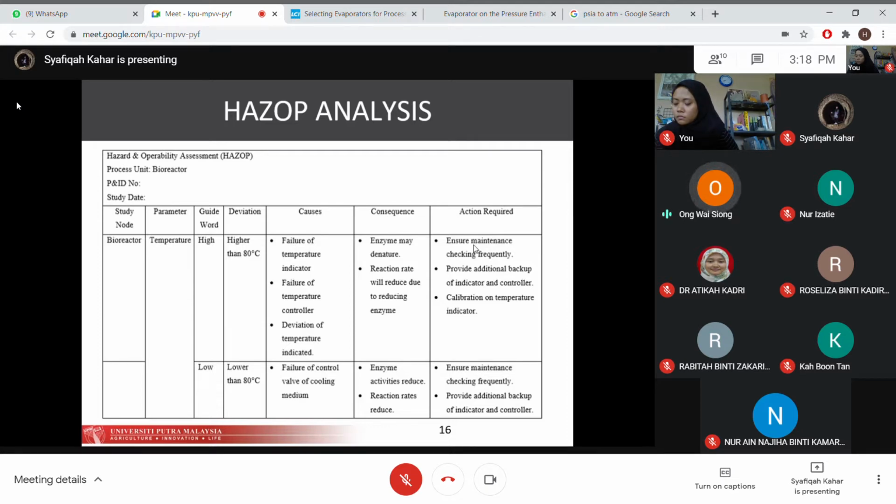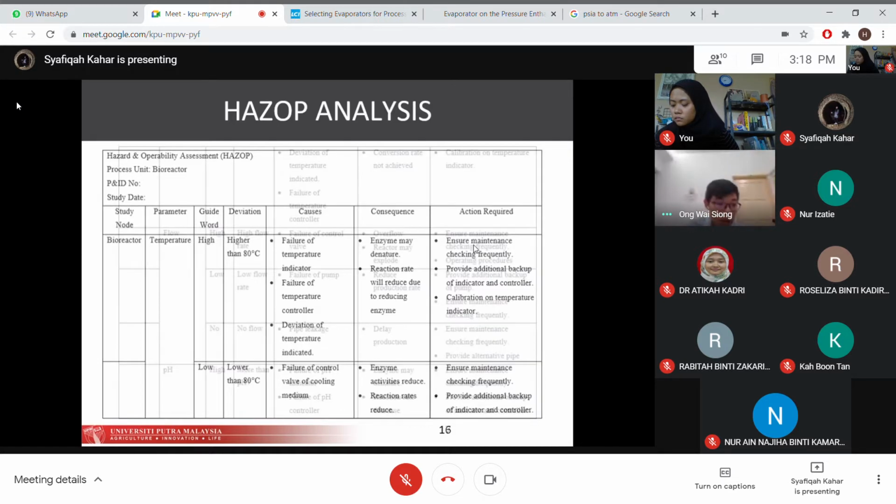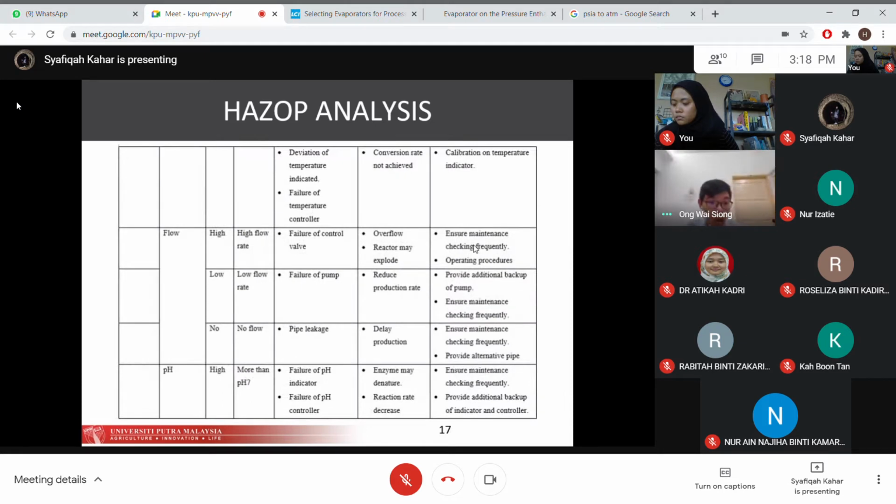So the same goes for lower than 80 degrees C. It's due to failure of the control valve or of the cooling medium maybe, and the consequence may be that enzyme activity is reduced and the reaction rate is reduced, and the action required is the same. So it's to ensure maintenance and provide additional backup. And then the next one, this is for the lower part, lower than 80 degrees C, which is the same as the previous one.